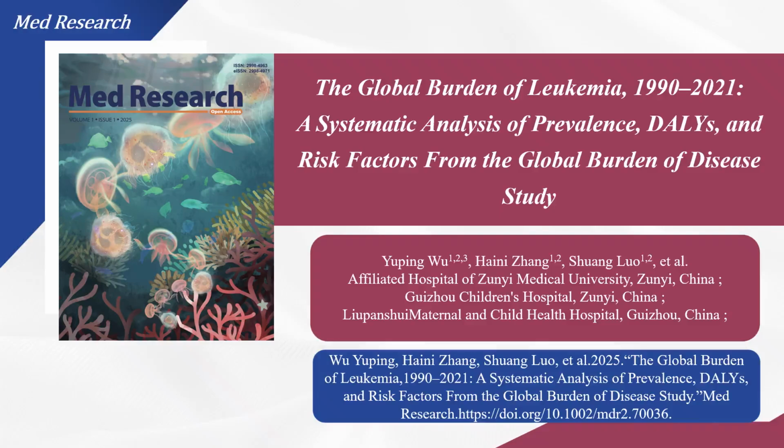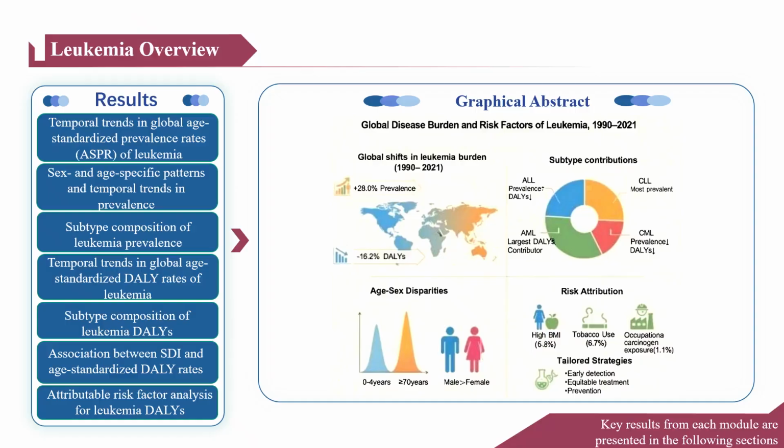Hello everyone, it is a great pleasure to share with you our study entitled, The Global Burden of Leukemia, 1990 to 2021: a systematic analysis of prevalence, disability-adjusted life years, DALYs, and risk factors from the Global Burden of Disease study. From a global perspective, this study systematically examined changes in the leukemia disease burden, focusing on temporal trends, subtype composition, population disparities, and attributable risk factors.